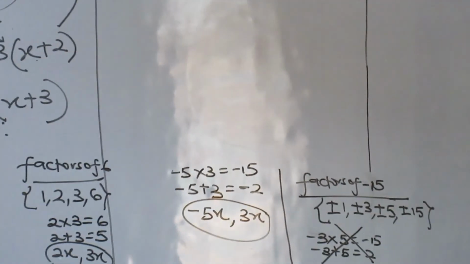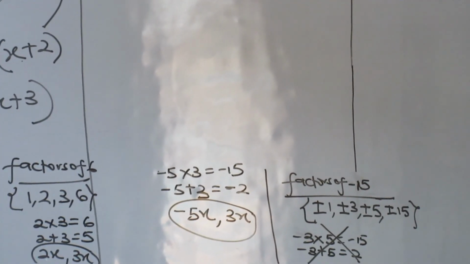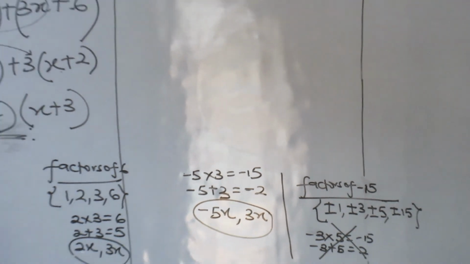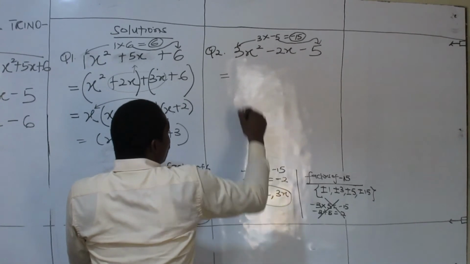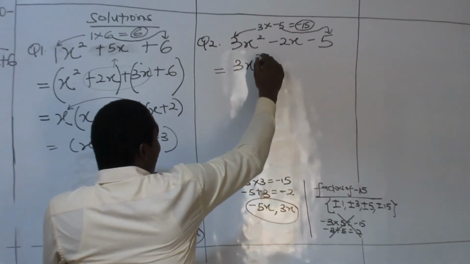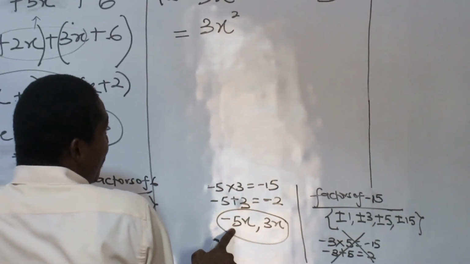Once the factors are working, you are free. So let's put them in. So whatever I'm doing is equal to what I'm doing here: 3x squared, minus 5x.